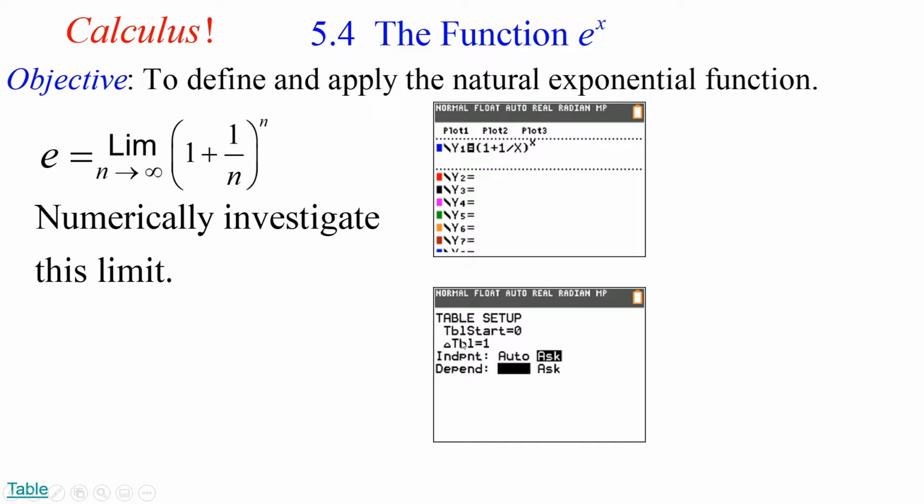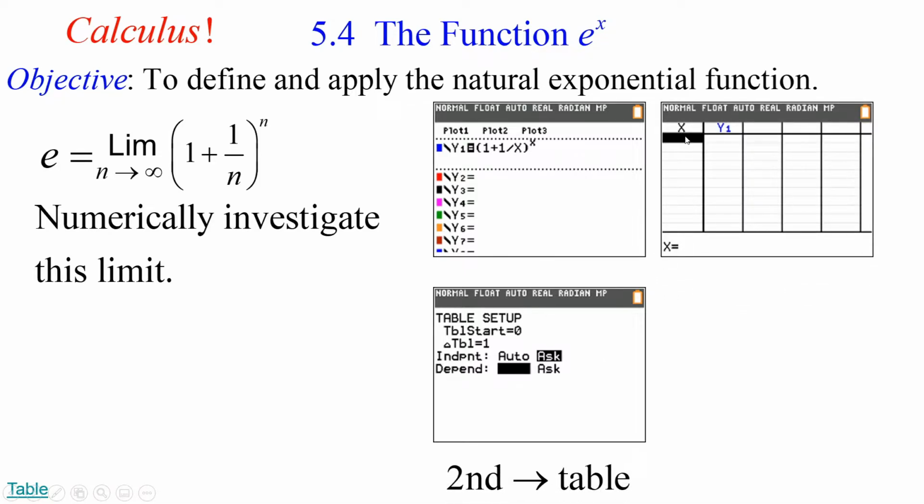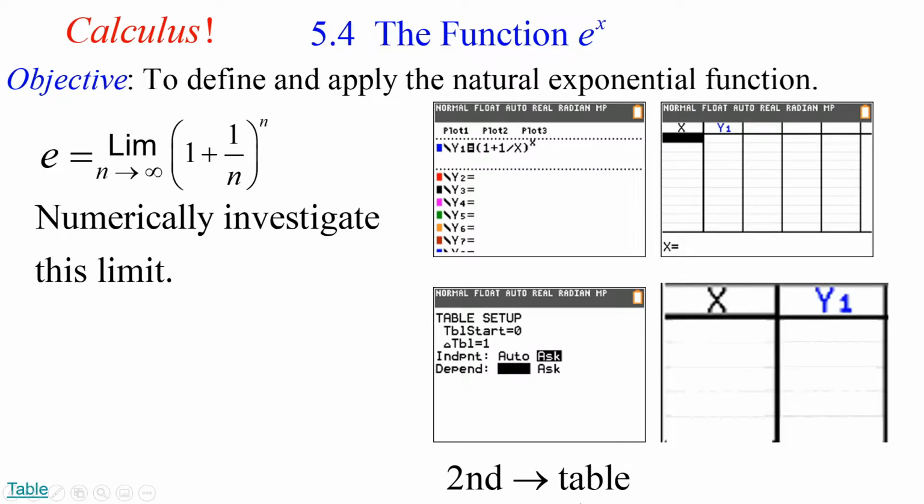So here's my setup. You don't really have to worry about anything. As soon as you go, the independent variable is on ask. That means then you go second table, and your table shows up, and you can put in any x value you want right here, and your calculator will give you the corresponding y values. Now, whenever you do a limit as n approaches infinity, we always use the same x's. So I'm going to zoom in here, and I'm going to make my x's multiples of 10, like 10 to the first power.